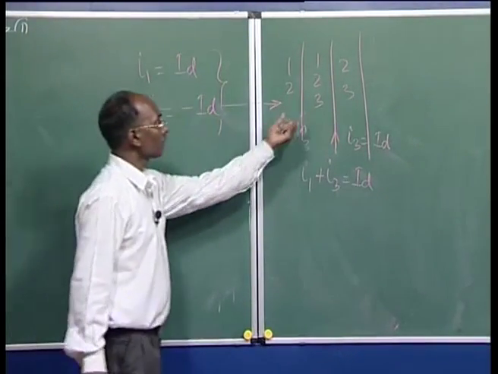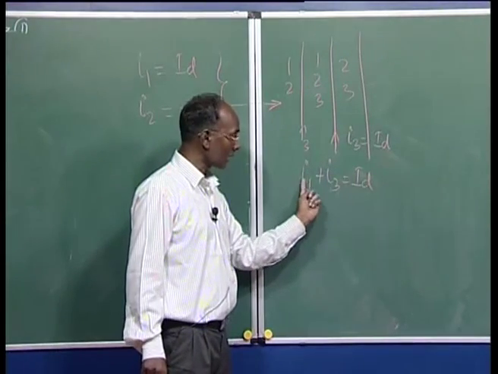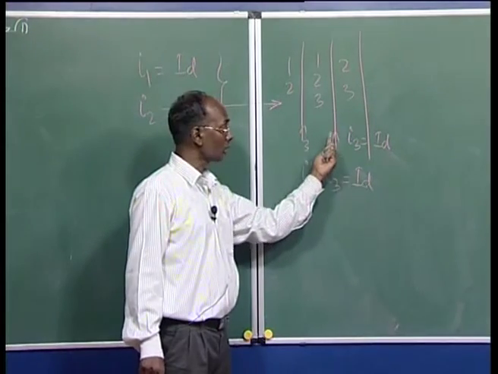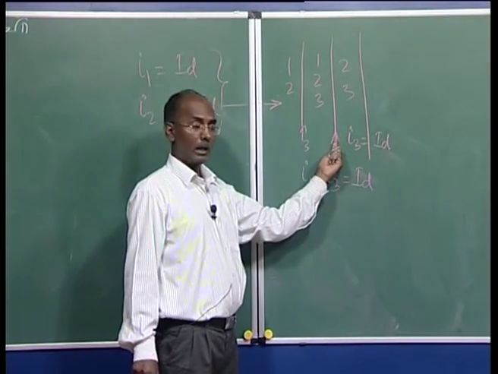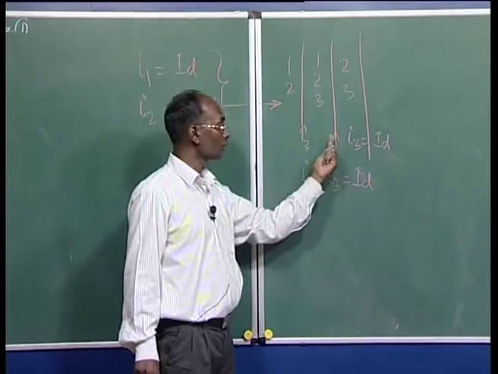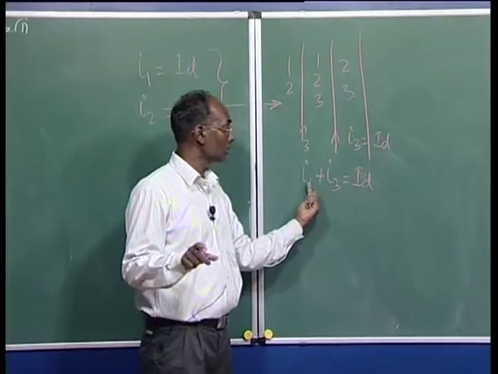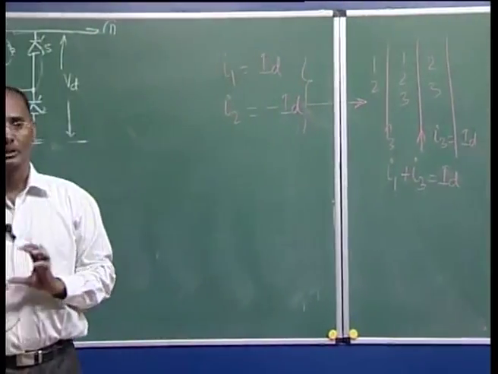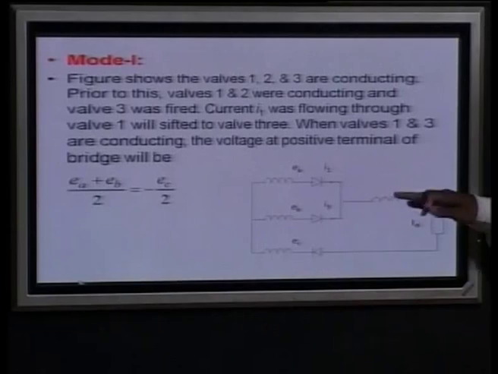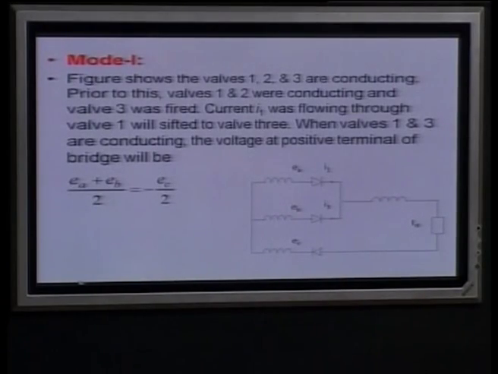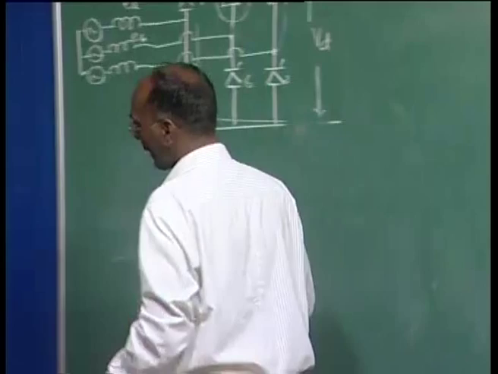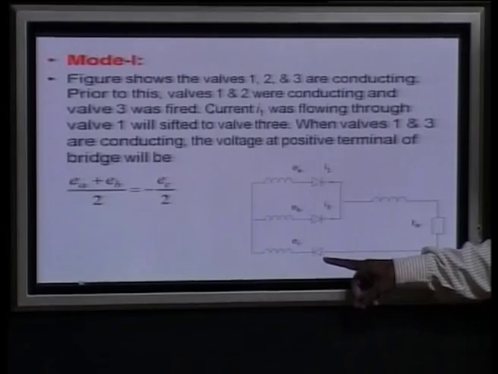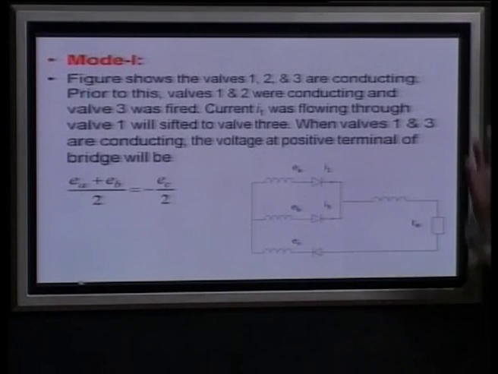So, in this period when the 3 valves are conducting, the current shifts from I1, which was earlier ID and is now going to be 0, to I3, which was 0 and is now going to take the complete current of the DC link, that is ID. That is why in this period it is always I1 plus I3 equal to ID, because we assume the DC current is constant in this link. So, this is the case where before, 1 and 2 were conducting, and 3 got the pulse and is now conducting.